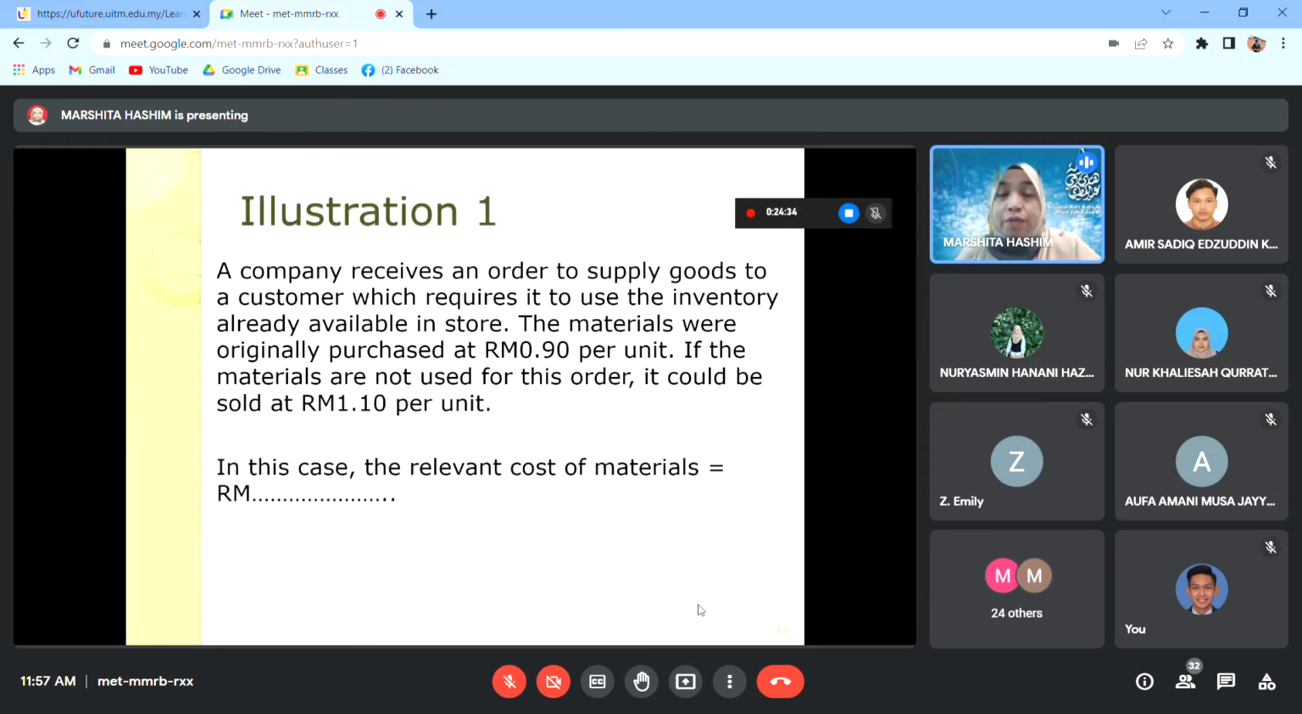A company receives an order to supply goods to a customer which requires it to use inventory already available in store. The materials were originally purchased at 90 cents per unit. If the materials are not used for this order, they could be sold at 1 ringgit 10 cent. So 90 cent is actually our sunk cost. Sunk cost is irrelevant. And then the alternative use for the material is 1 ringgit 10 cent. This is the relevant cost, the sales scrap value that we need to sacrifice if we accept the order.